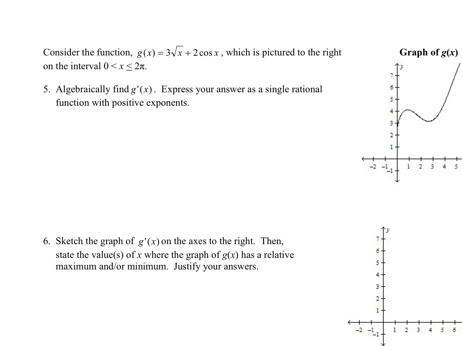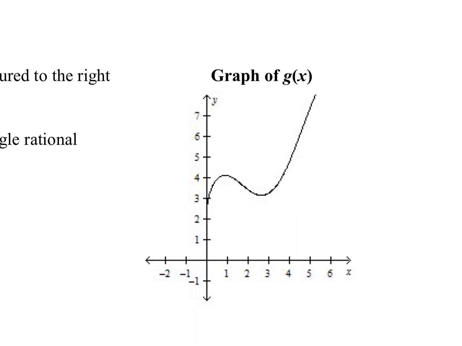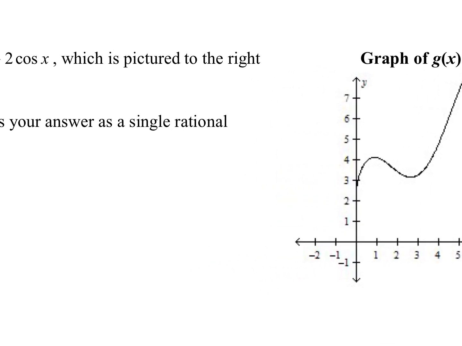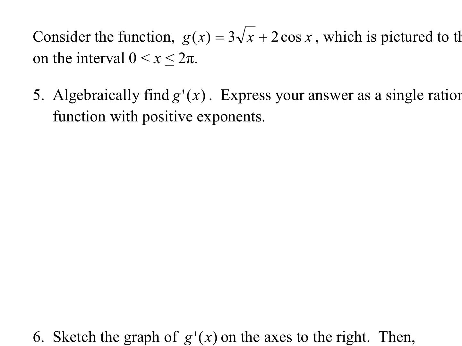Consider this function: 3 times the square root of x plus 2 cosine of x. And what do we want to do? It's g, and it's pictured. So this is the graph of g, not g prime. So it's just the regular function. And I'm glad they graphed it for us. Number 5 says algebraically find g prime.